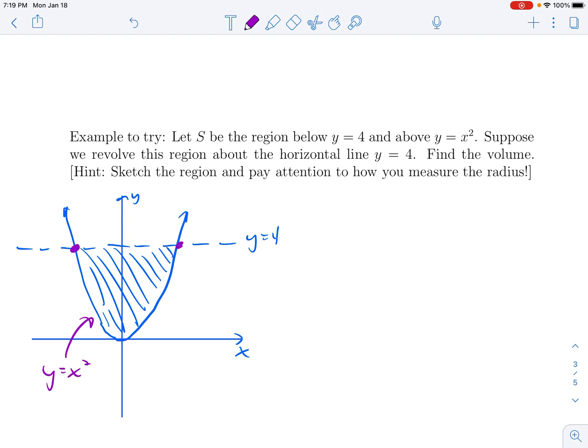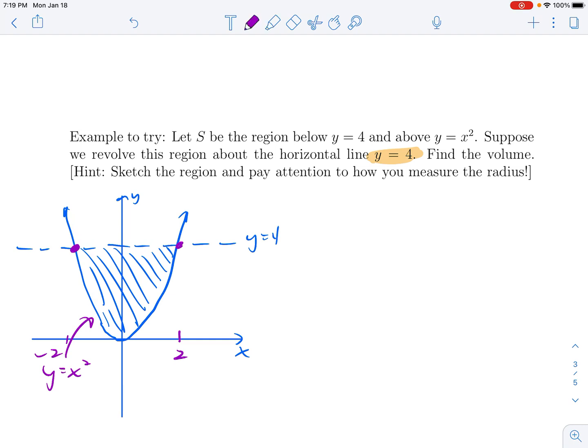Hopefully we realize intuitively that those corners are at -2 and 2. Now, suppose we revolve this region about the horizontal line y equals 4. What's the volume?